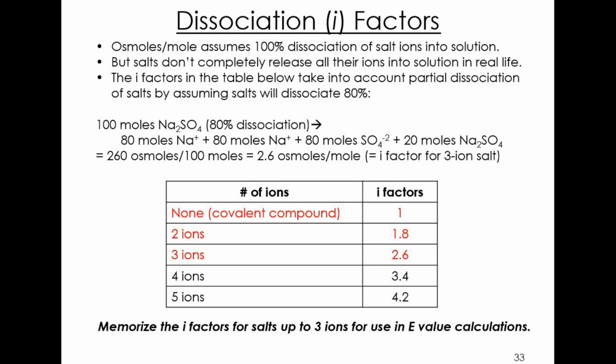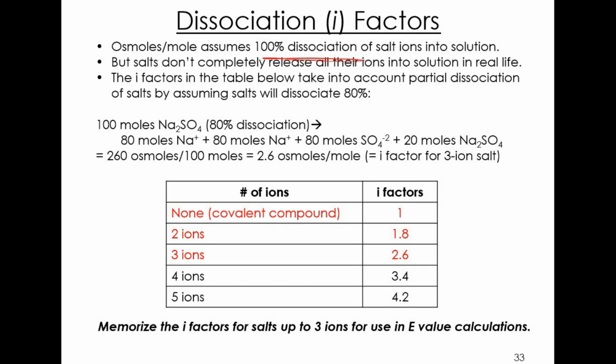Theoretically, the I factor of a salt is equal to its number of osmoles per mole, but salts don't really dissociate 100% into their ions in solution. So the I factor actually is somewhat less than the osmoles per mole of a salt because it takes lower levels of dissociation into account. I factors are sometimes determined from experimental observations of the extent to which a salt dissociates.